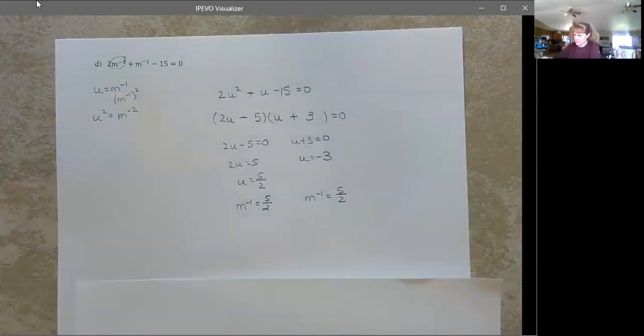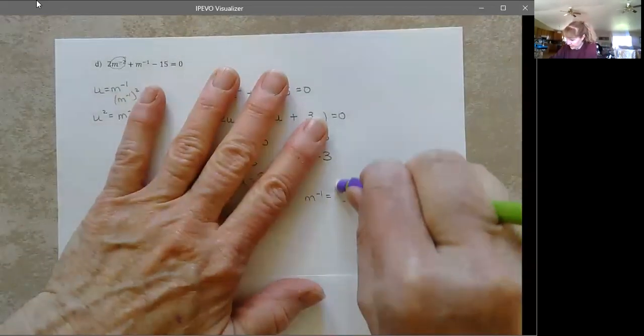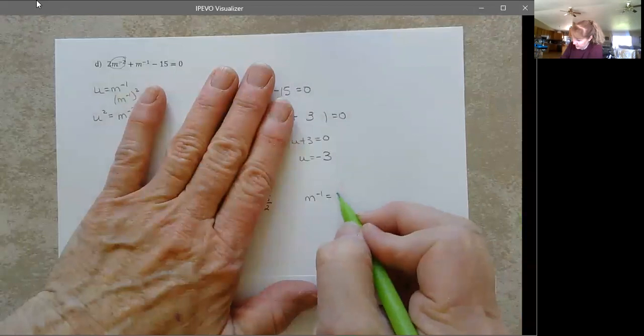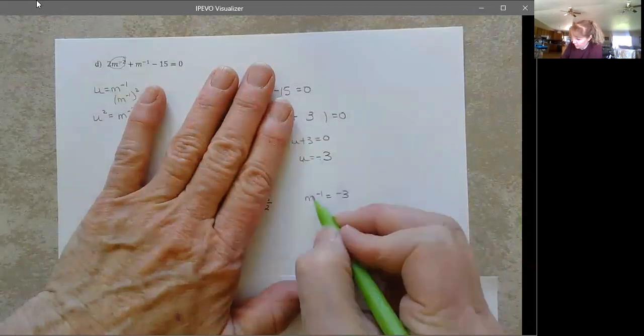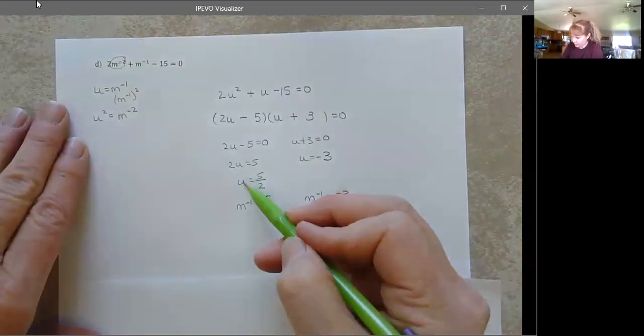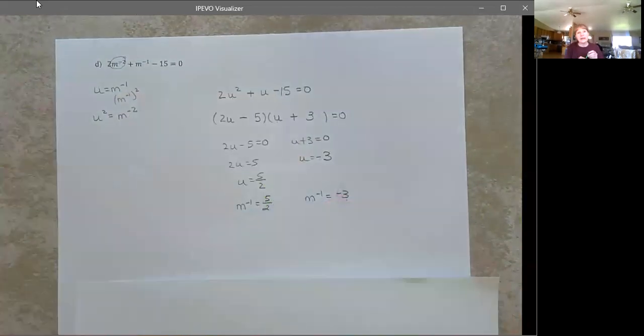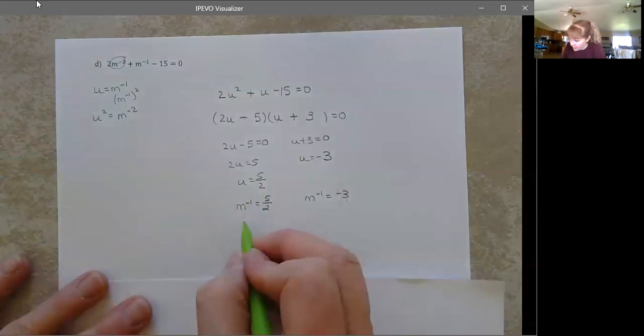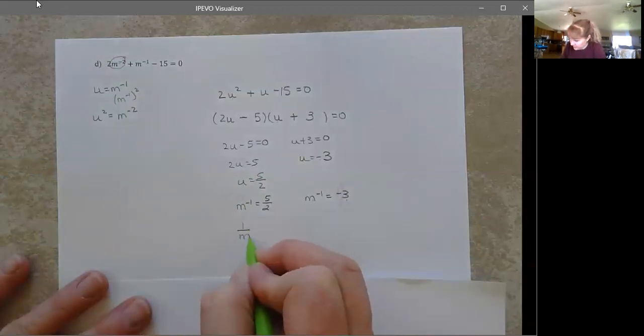Now, how do you, oh, sorry. It's -3 on this one. So u, -3. U, 5/2. Now, m to the -1. That -1 means that it's 1 over m. So there's a couple ways you can look at this.